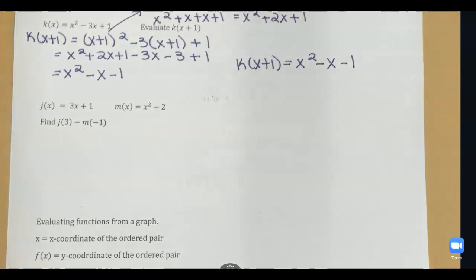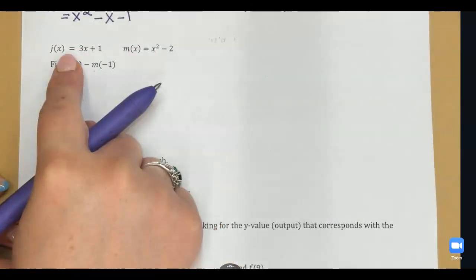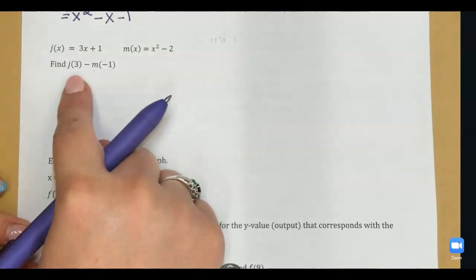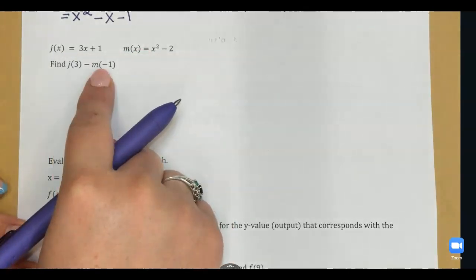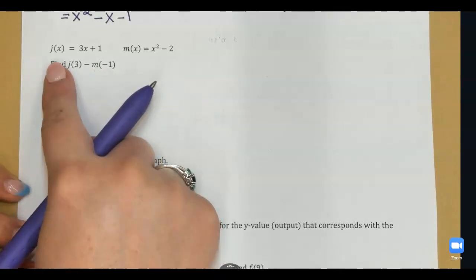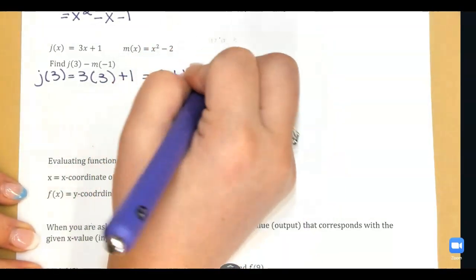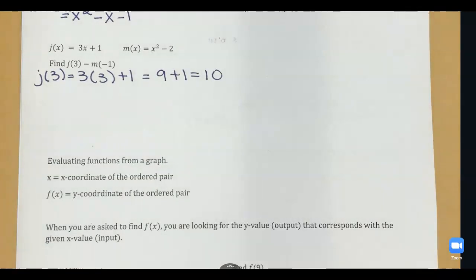Okay, one more problem evaluating our functions algebraically. Here I have 2 functions, j of x and m of x. I want to find j of 3 minus m of -1. So first I'm going to find j of 3, so that's saying when my input is 3, what is my output? So that's going to be 3 times 3 plus 1, so 9 plus 1, which is 10. So j of 3 is 10.